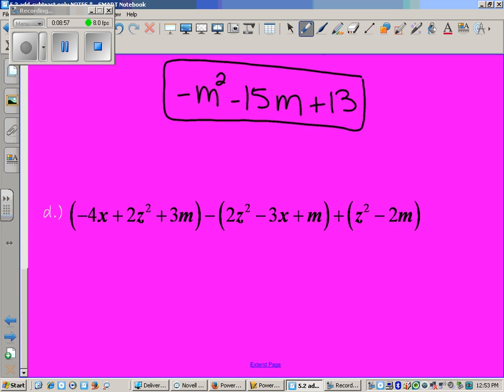Okay? Will you do this last one, please? This last one is asking you to subtract and then add. So distribute your negative, combine all your like terms, and let me see what you get. So try this one, please.